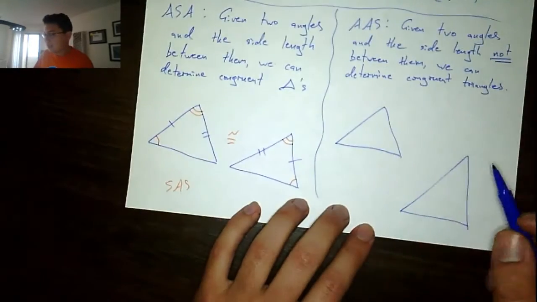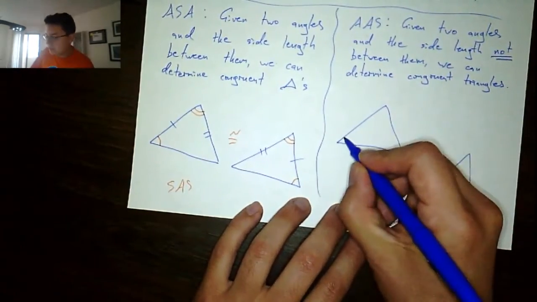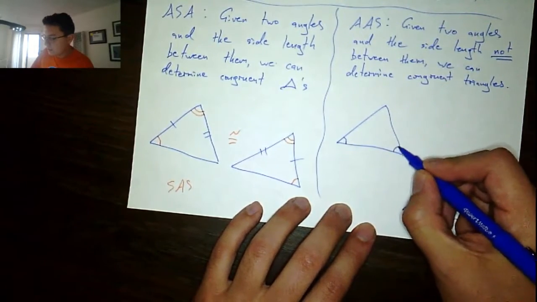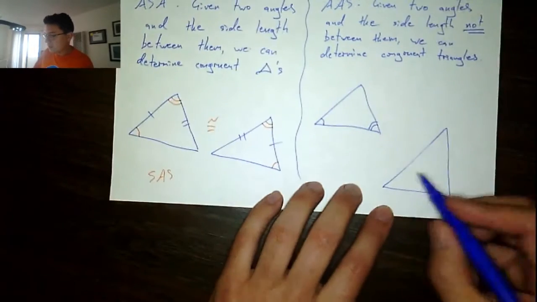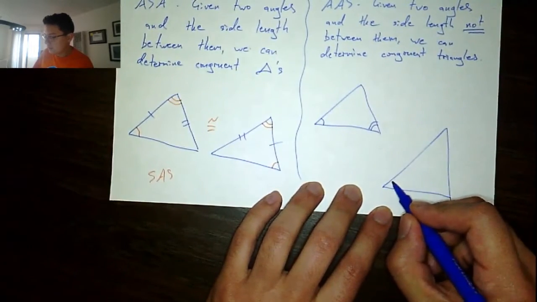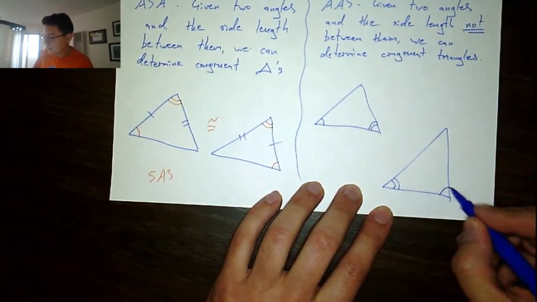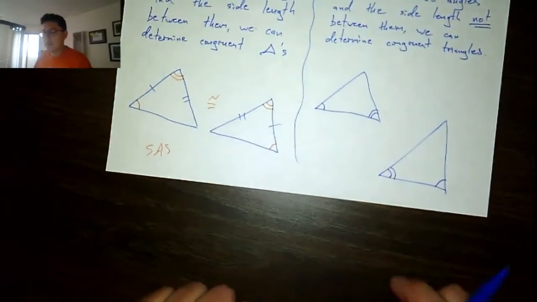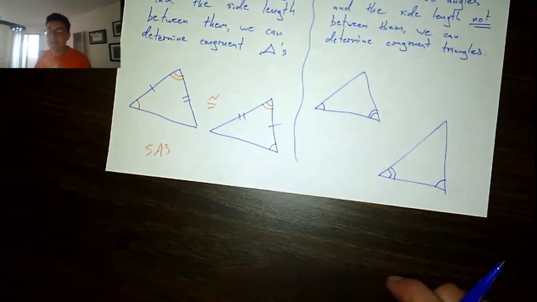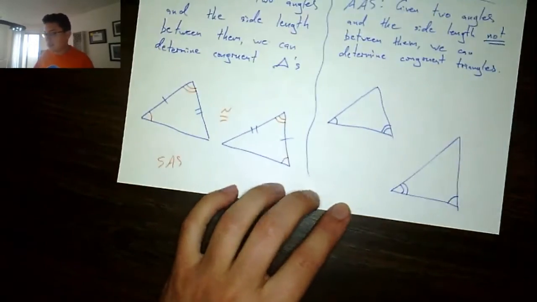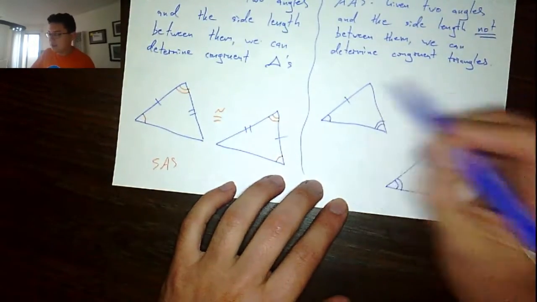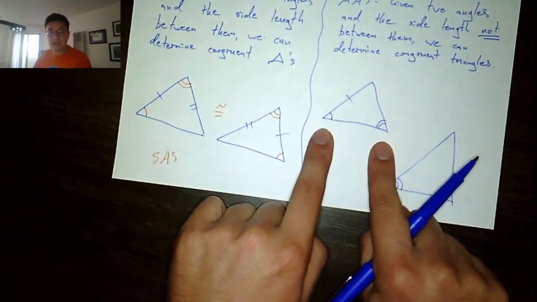So I know that I have two angles. Let's say this angle and this angle. And then let's draw those over here. I'm just going to reverse it. So let's say this angle and this angle. Okay. So I know that these two angles are congruent. Now what I need is a side length. So we're going to take this side length, which is not in between the two angles.